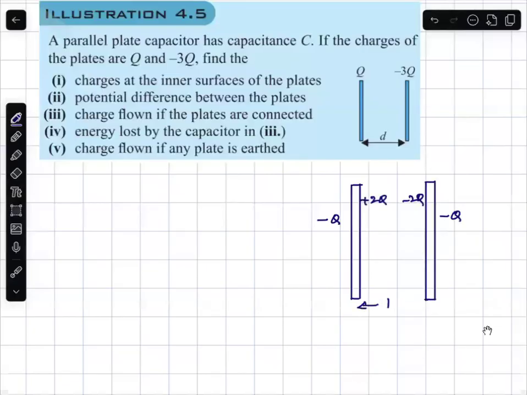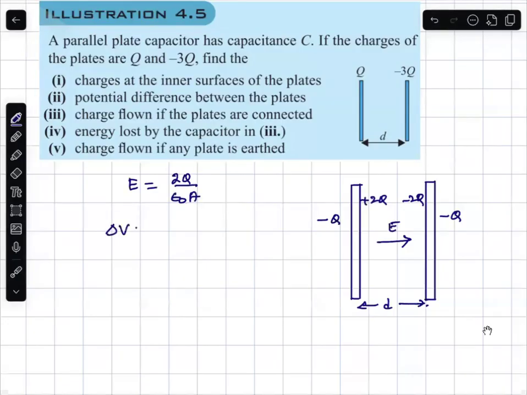Now they are separated by D. Now you know there is an electric field E here. Can you please help me in writing the electric field? Gauss law states it is 2Q by epsilon naught A. Any doubt in this? Pakka? Not Q by epsilon naught A. It is 2Q by epsilon naught A.